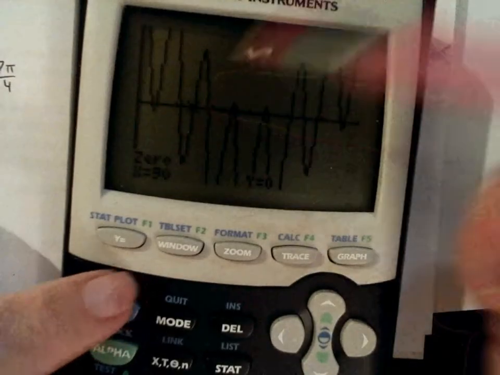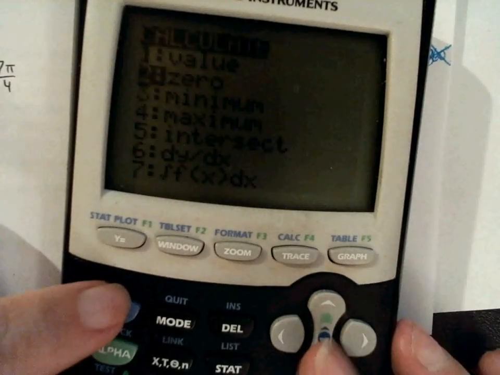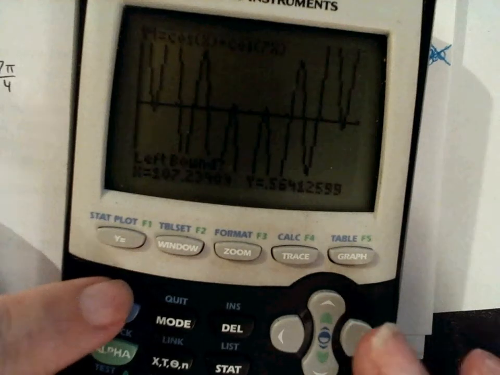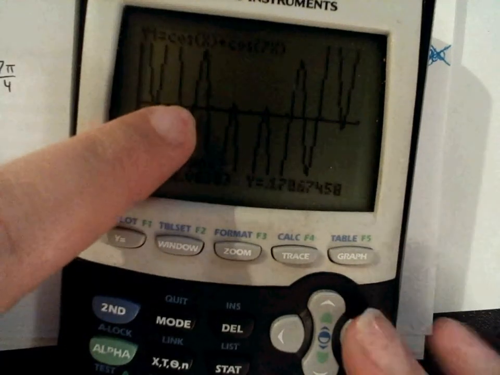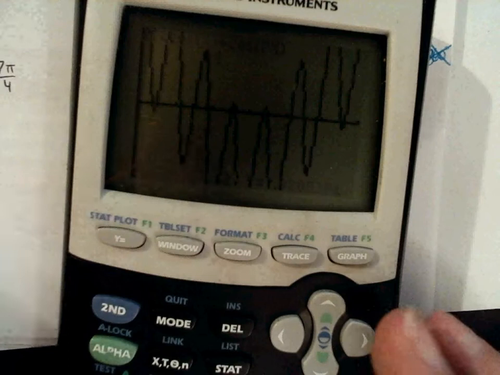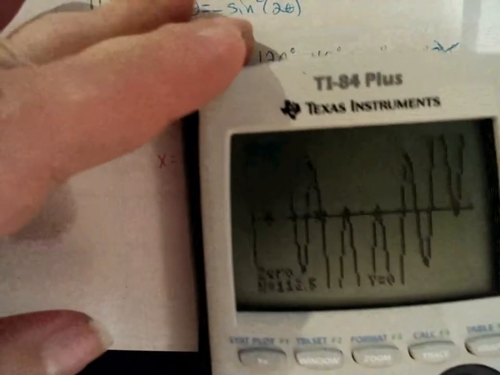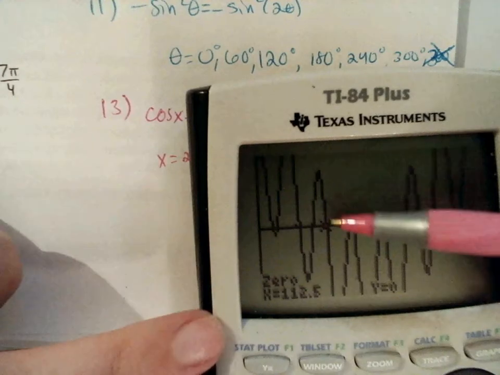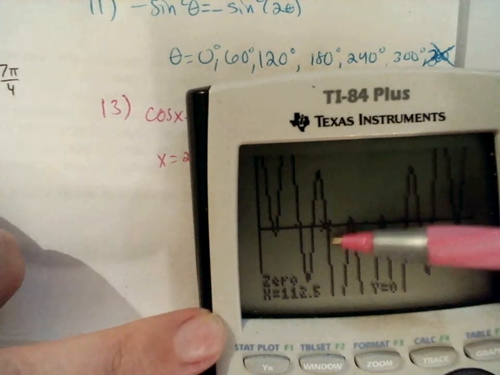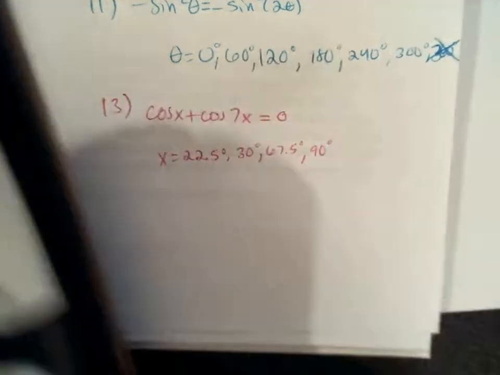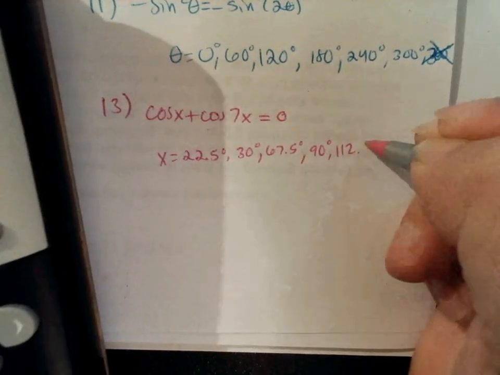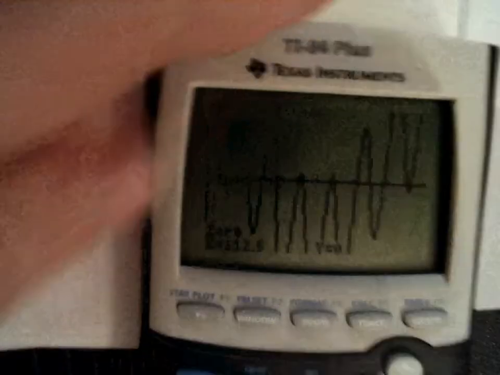Okay, so I've got 22.5, 30, 67.5, 90. So let's find the next one, this one right here. Second calculate 0. To the left of it is above, press enter. To the right of it is below, press enter. I don't want to guess. 112.5. So I went to the left up here, and then I went to the right down there. 112.5.